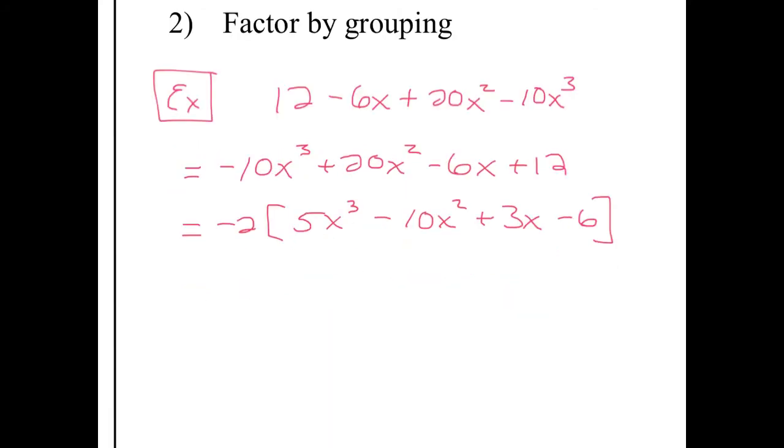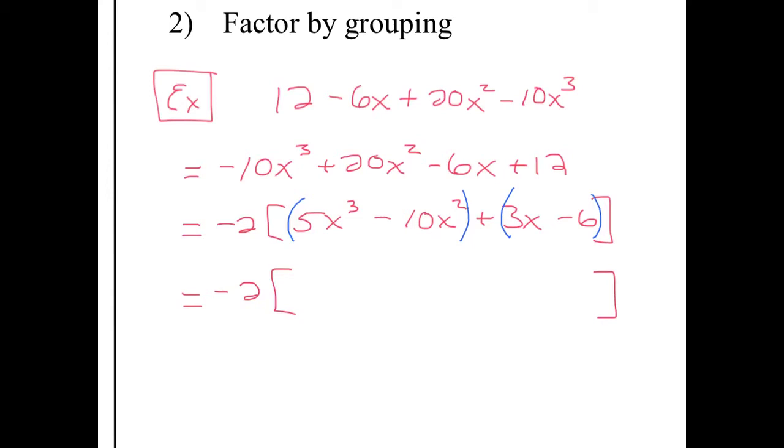Once the greatest common factor, negative 2, is factored out and my leading coefficient is positive, then I factor by grouping. Here's how that works. You're going to group terms together that have common factors. For example, 5x cubed minus 10x squared, those have common factors, and 3x and 6 have common factors. So to group them, you put them in parentheses.